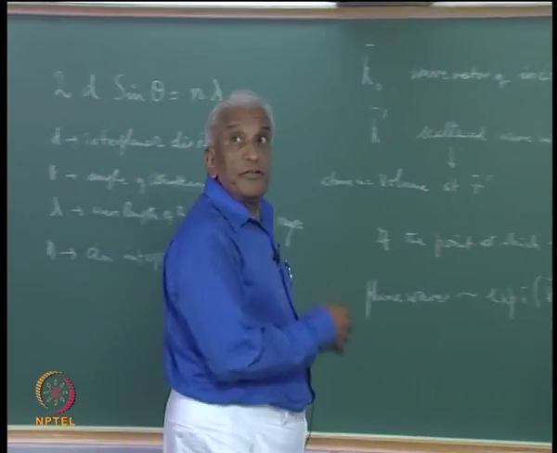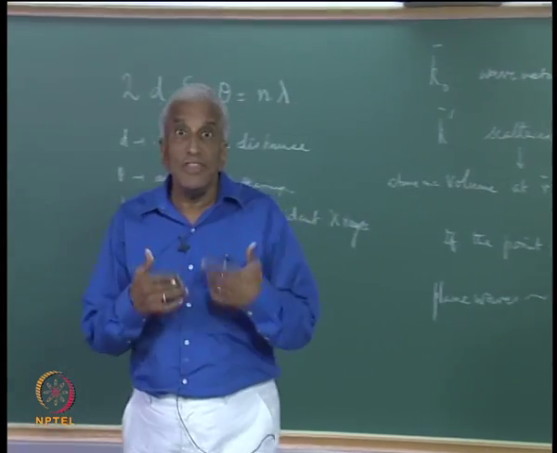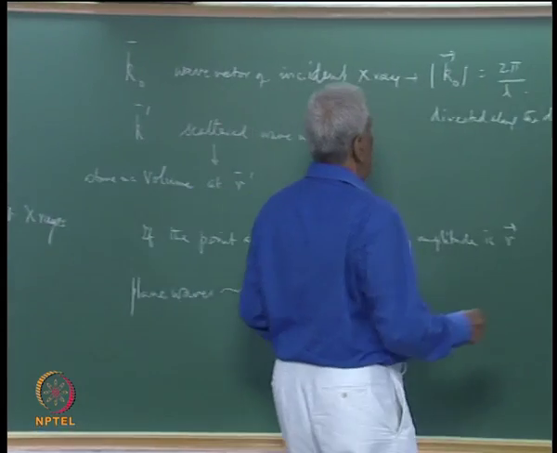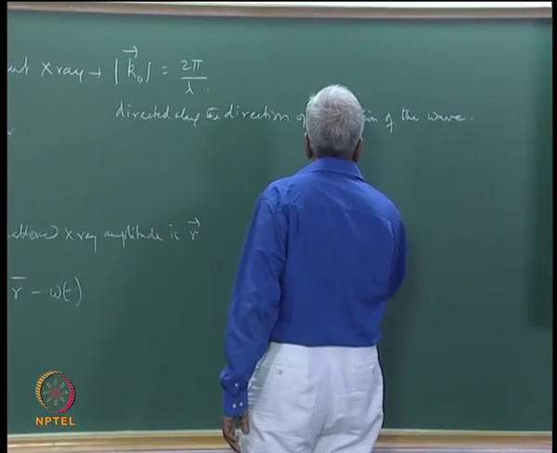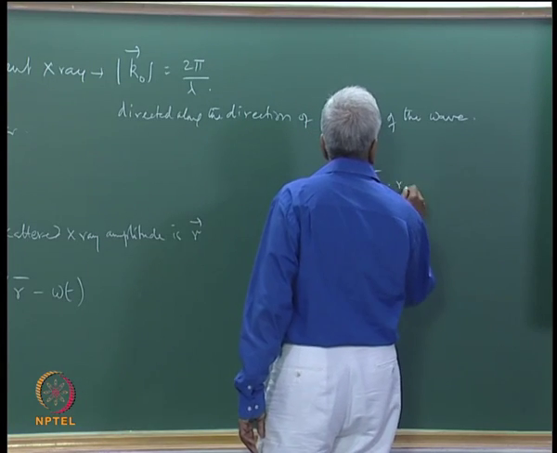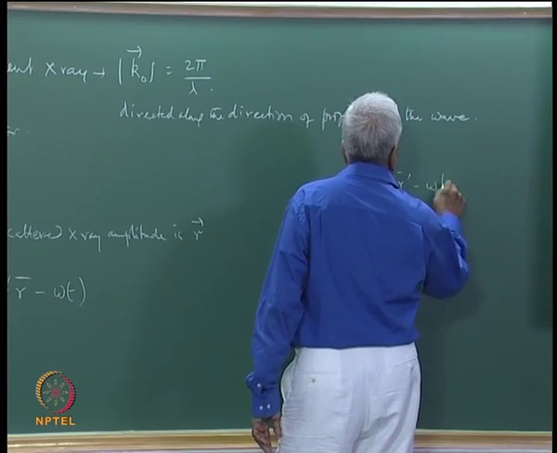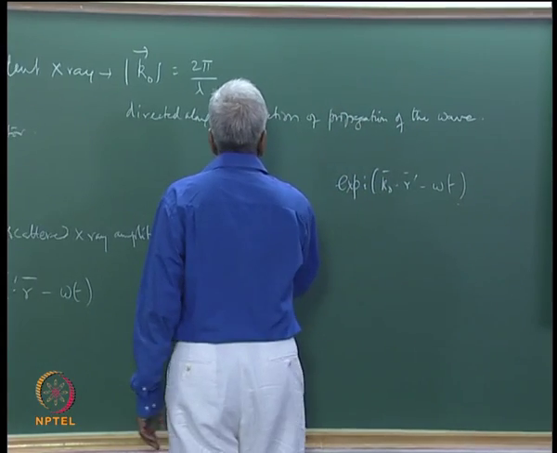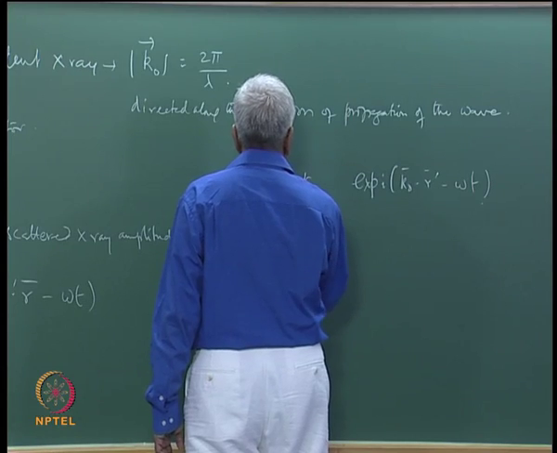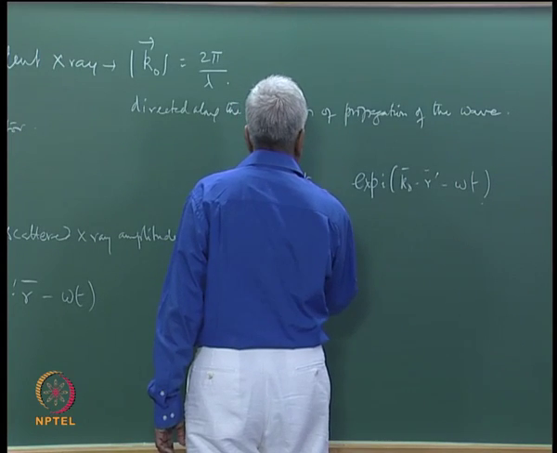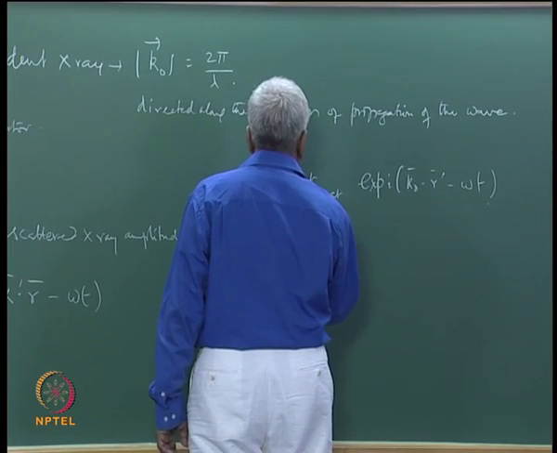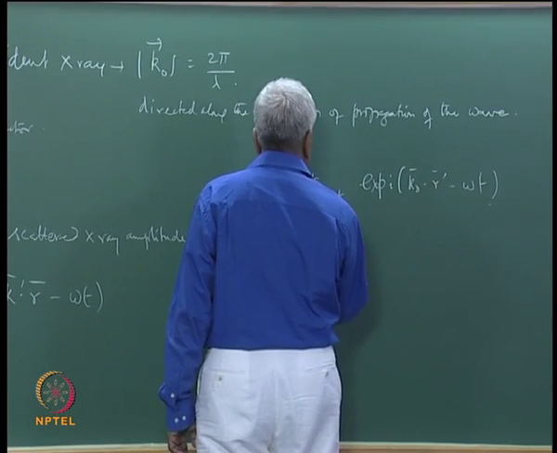The amplitude of the wave as it leaves the atom at r prime, the incident amplitude, is proportional to exponential i k0 dot r prime minus omega t. This is the incident amplitude at the atom located at r prime.